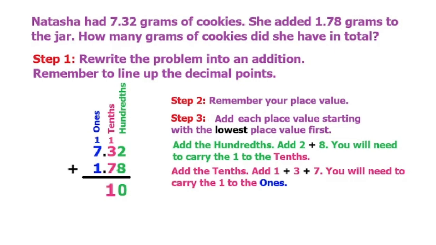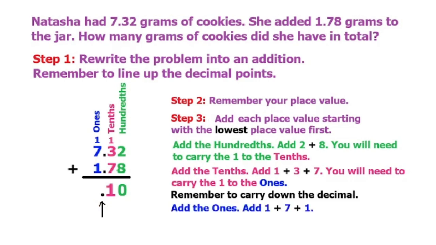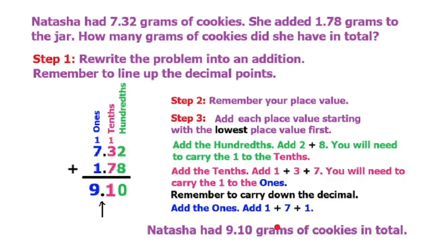So now you add the ones together. But before you do that, remember to carry down the decimal. And if you don't carry down the decimal, your answer will not be correct. Okay, so now we can add the ones. Add 1 plus 7 plus 1. And that answer is 9. So Natasha had 9.10 grams of cookies in total. And that's how you do that problem.